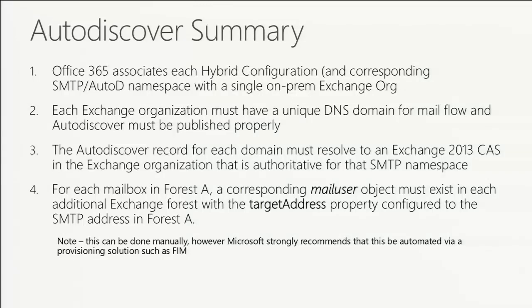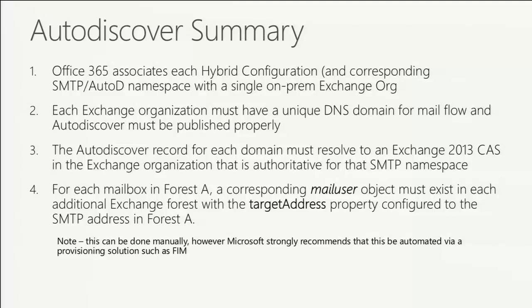our on-prem organizations. That means that for every mailbox in Fabricam, we're going to have a mail user object in Contoso. That mail user object will have the primary address of Contoso.com, but a target address of Fabricam.com, so that when users in the Contoso forest email that user, that mail is sent over to the Fabricam.com forest, and it ends up in that user's Fabricam.com mailbox, and mail flow is operational between all of our on-prem organizations.